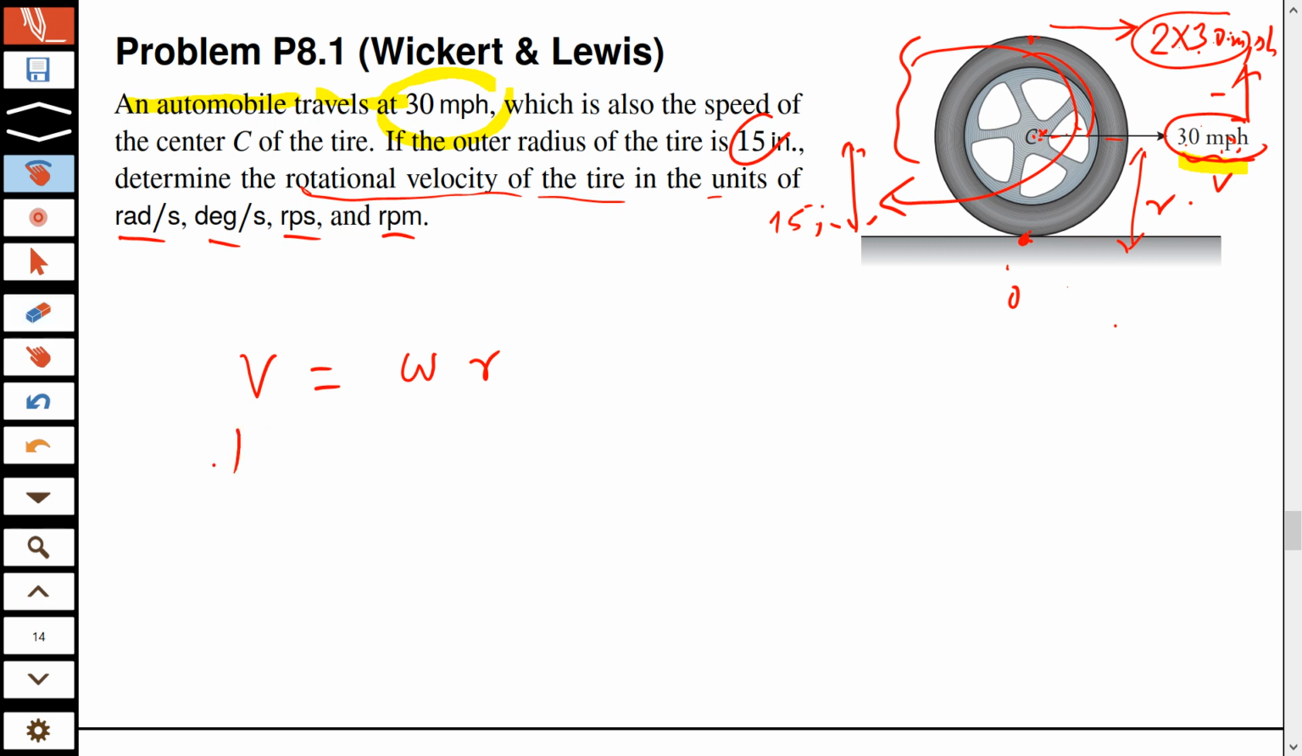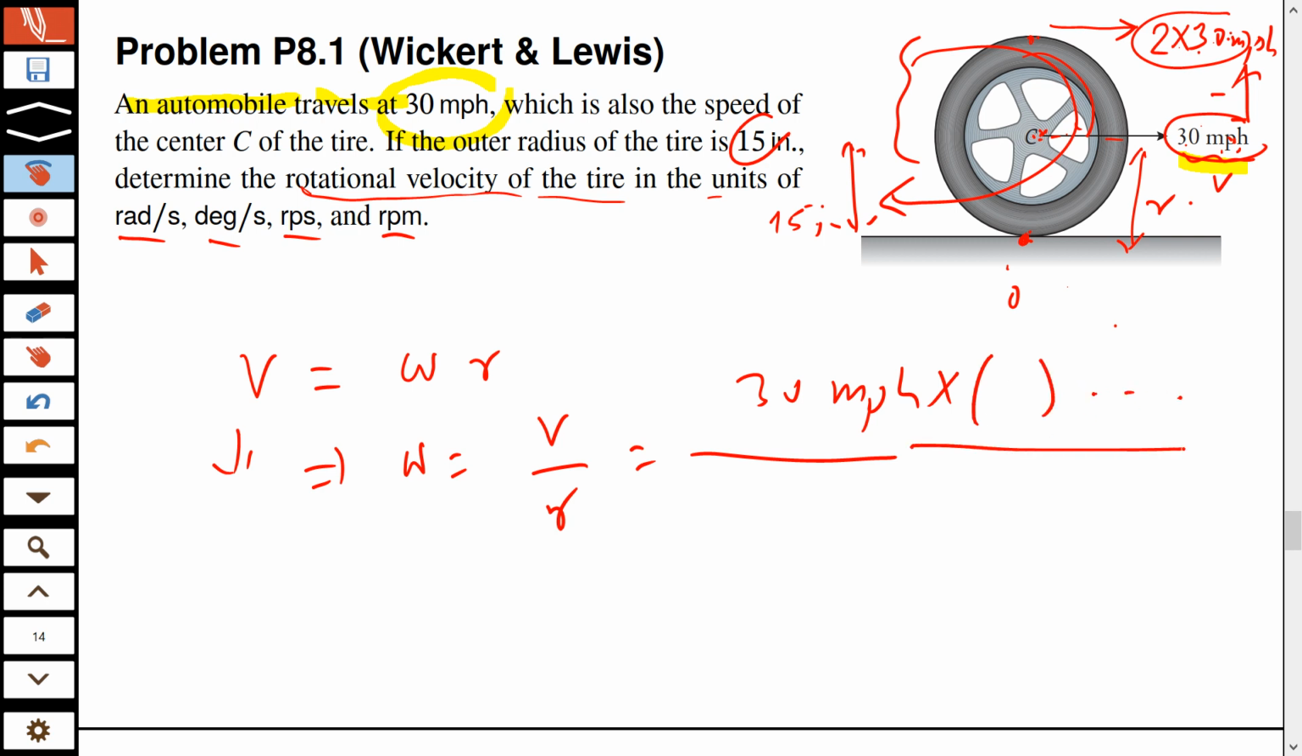So here, if you want to solve this, you have omega equals v over r. v is given to you as 30 miles per hour, and you multiply this so that you get proper units in meters per second, and here you have meter per second or foot per second, and this 15 inches must be multiplied so that you get proper units. So that was easy, okay.